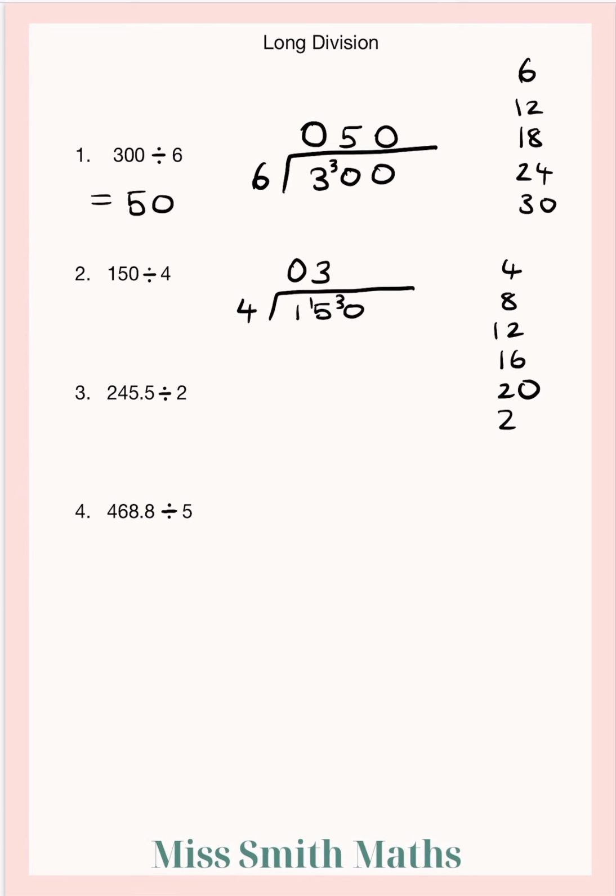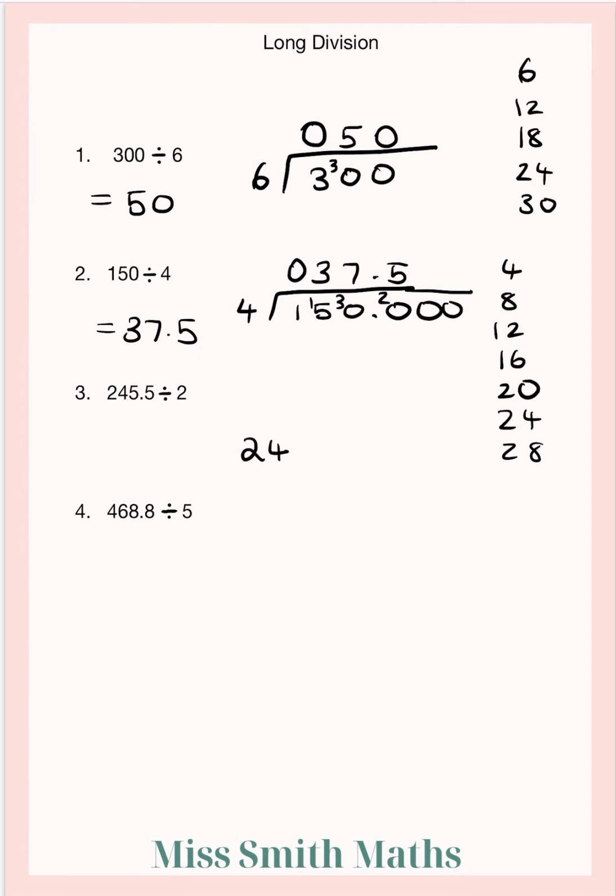4s into 30 then is 7, and I have 2 left over. Now I don't just put at this point remainder 2. If I think of the number 150, I can carry that on with zeros. So my 2 carries on onto this 0 after the decimal, becoming the number 20. 4s into 20 then is 5. So my answer to this question is 37.5.